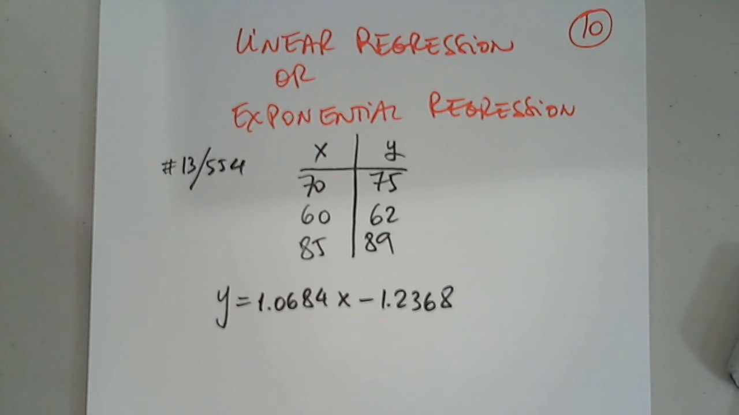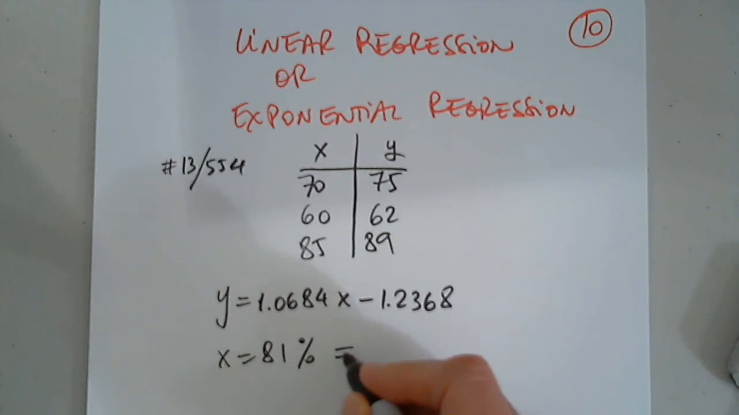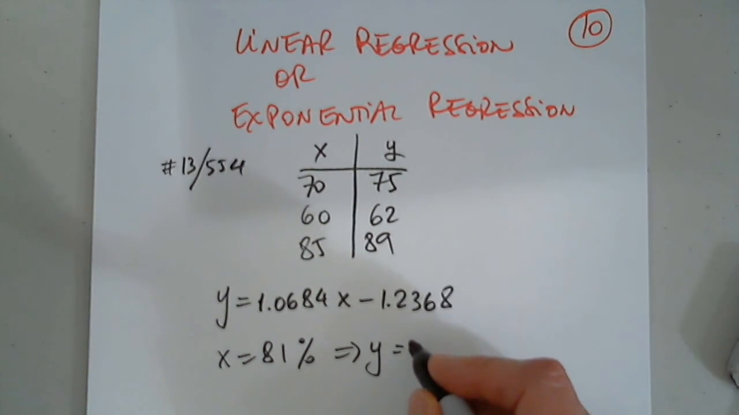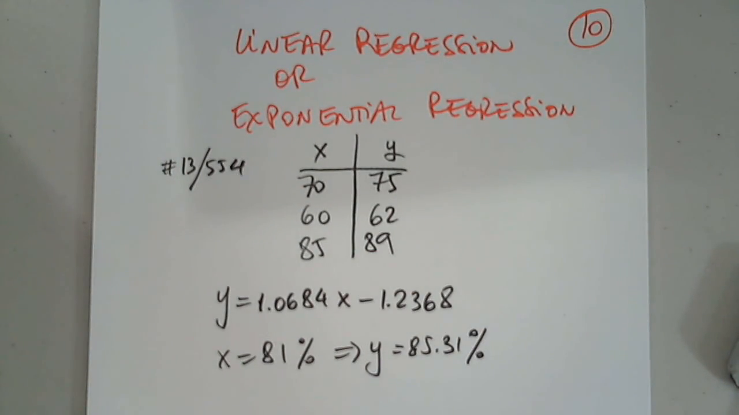And it will give me the result, the final exam. If the student had an 81 on the midterm, the student will have 85 roughly. So when X is 81, Y will be 85.31. That's all I'm asking you to do in this section. No other calculations are required.